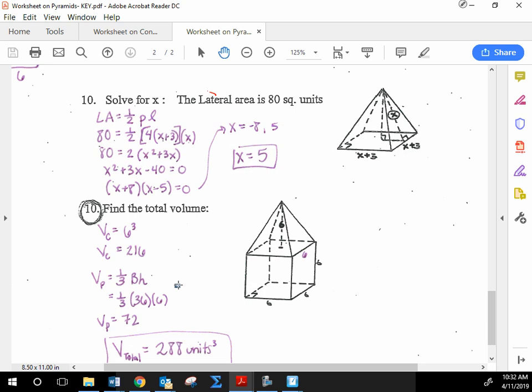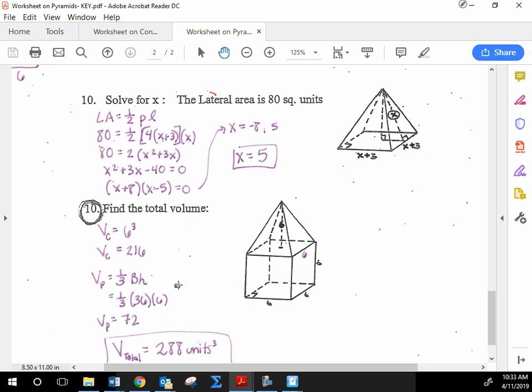For this one, you simply put your variables into your formula. My lateral area is 1/2 perimeter times my slant height. They told us my lateral area is 80, so that goes in. My perimeter would be x plus 3 four times, so you could have just said 4x plus 12. My slant height was x. I multiplied my 1/2 and 4 together. You might have distributed the 1/2 to 4x plus 12 instead. And then I distributed my x.